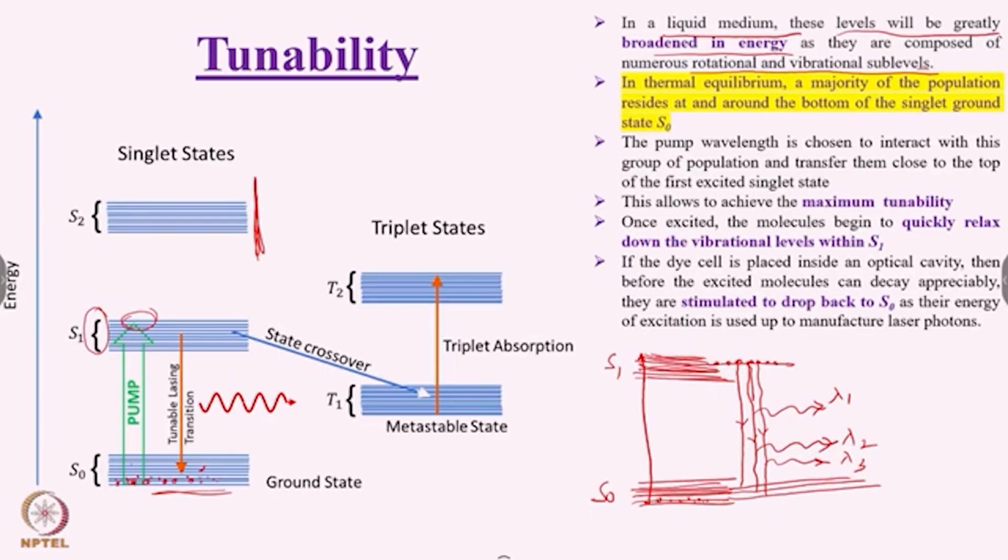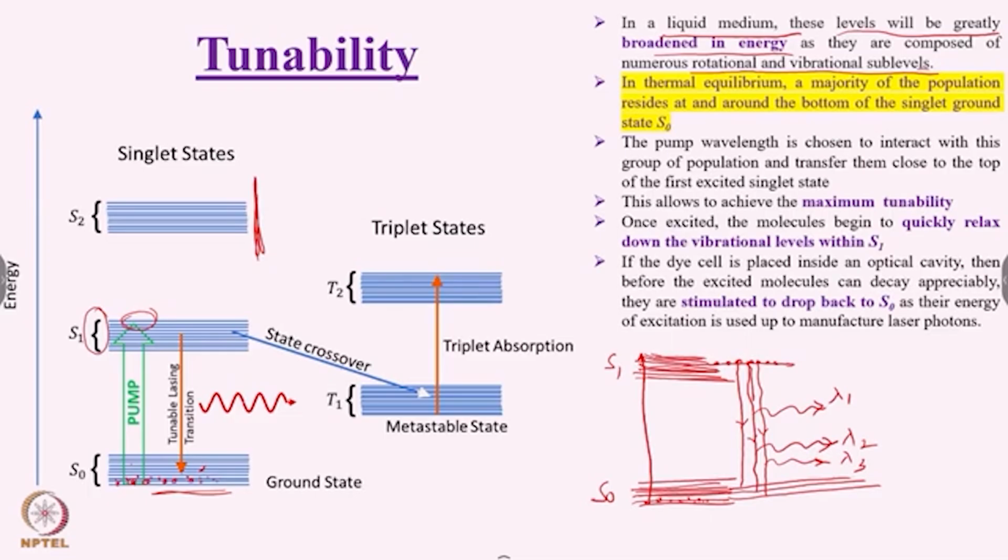Although there would be many such levels and many such spontaneous transitions emitting photons at different wavelengths, I am just showing 3 such emissions, 3 such transitions. Now, you have created gain in this medium.